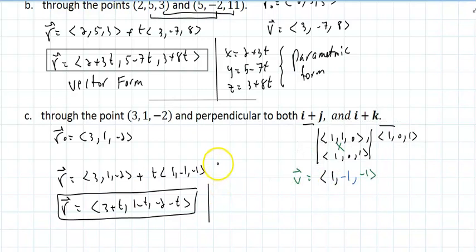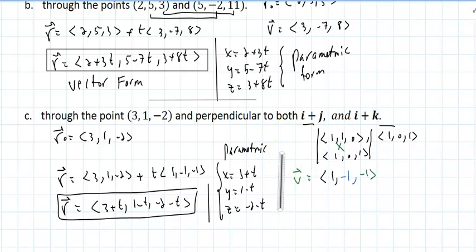I'm going to say x equals 3 plus t, y equals 1 minus t, and z equals negative 2 minus t. This is the parametric form of the line.